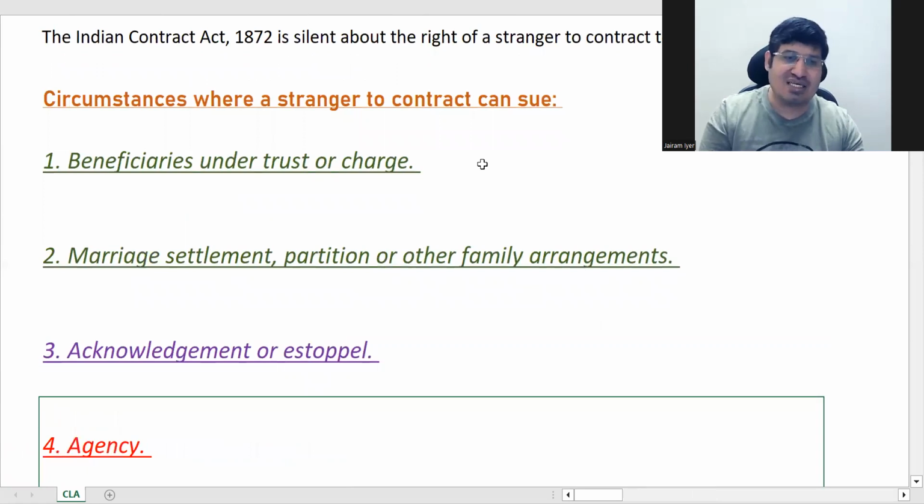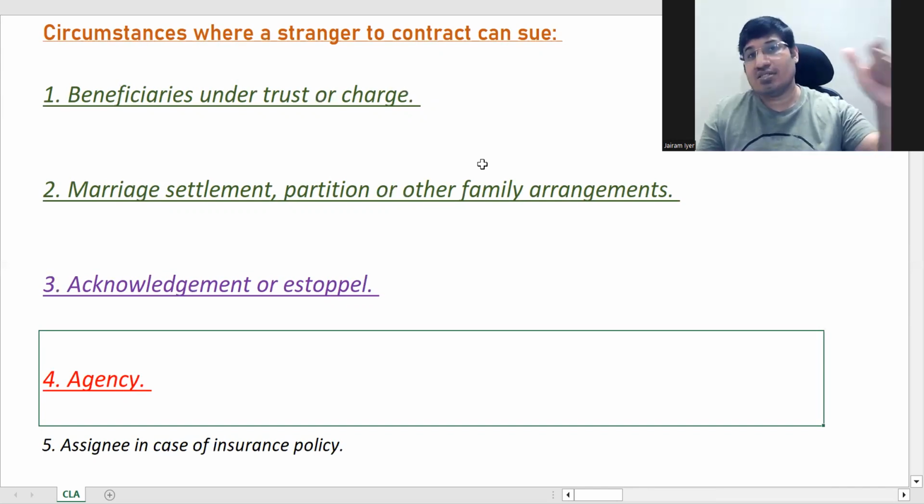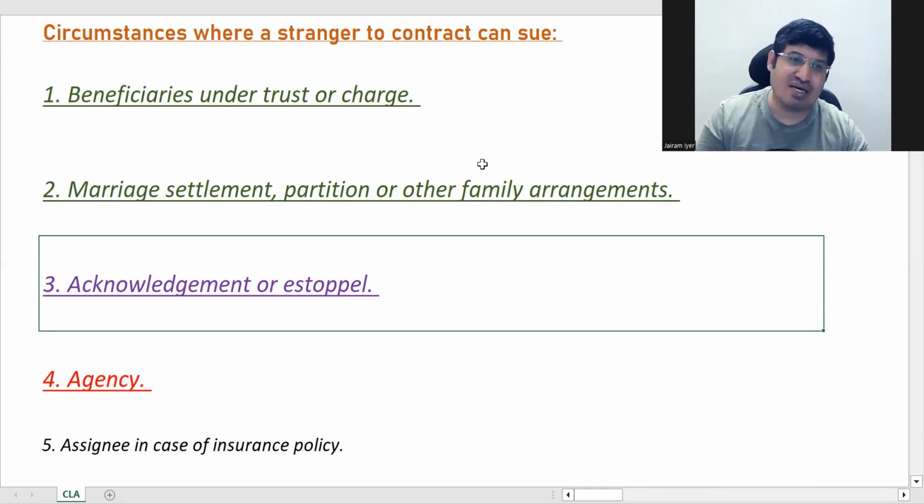Then agency, again in agency, there are three parties. Wherever there are three parties, the stranger can sue. In agency, you have the principal, the agent, and a third person. So the agent has done something which is outside his agency powers. Or say, even let's say the agent has sold him something, and now there is some major defect in it. So that third person can sue the principal directly, although he doesn't have a direct contract with the principal. So that's why.